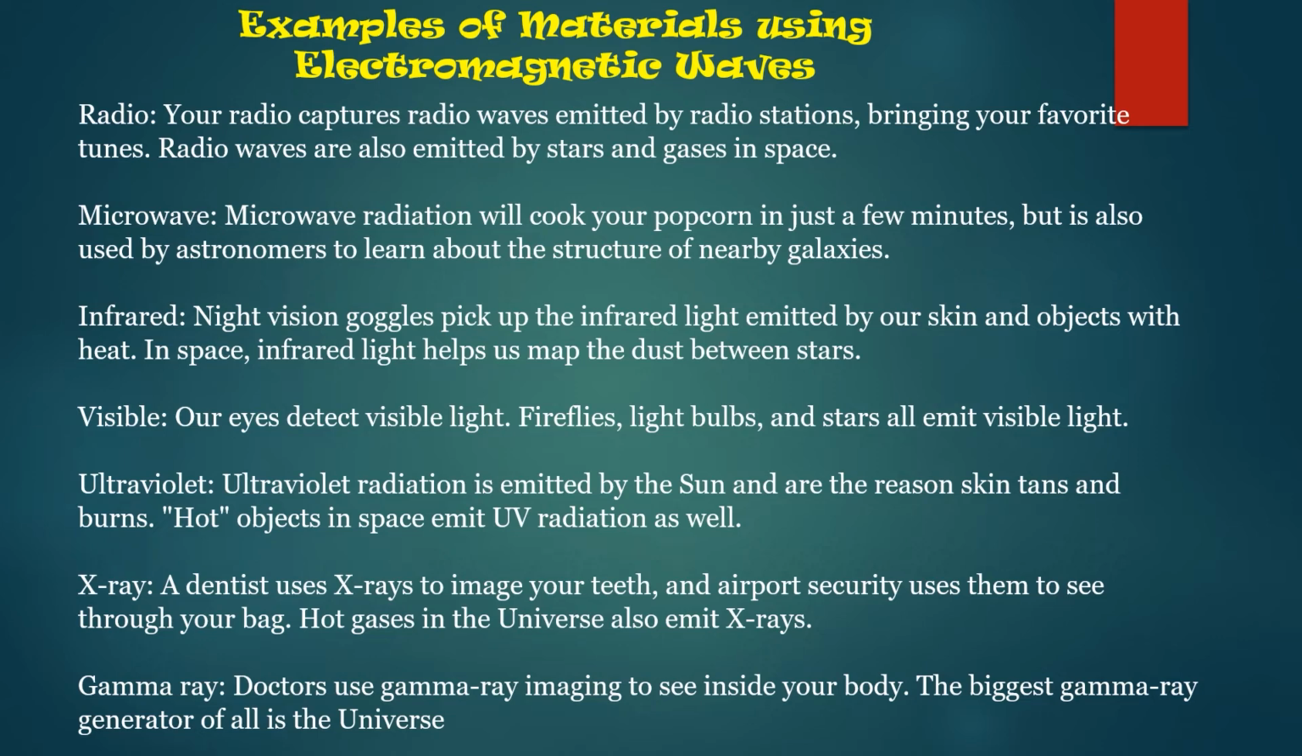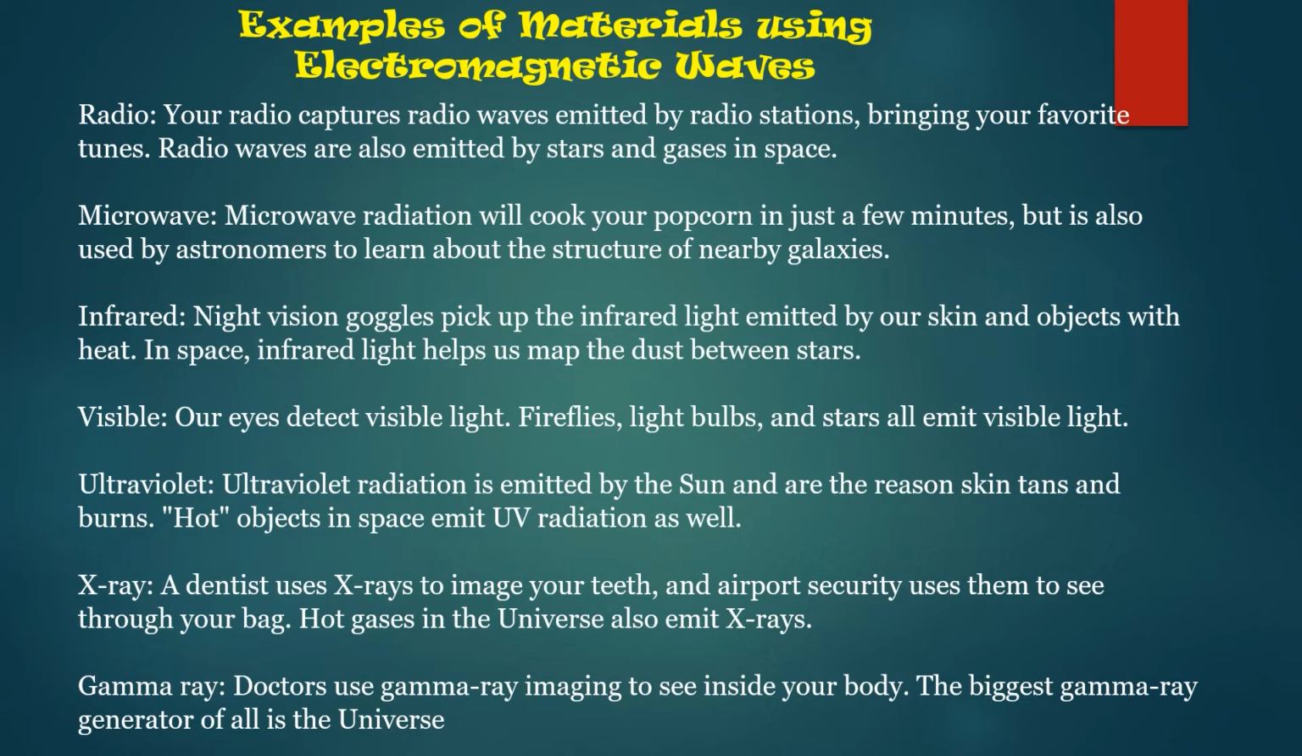Night vision goggles pick up the infrared light emitted by our skin and objects with heat. In space, infrared light helps us map the dust between stars. Our eyes detect visible light. Fireflies, light bulbs, and stars all emit visible light. Ultraviolet radiation is emitted by the sun and is the reason skin tans and burns. Hot objects in space emit UV radiation as well.